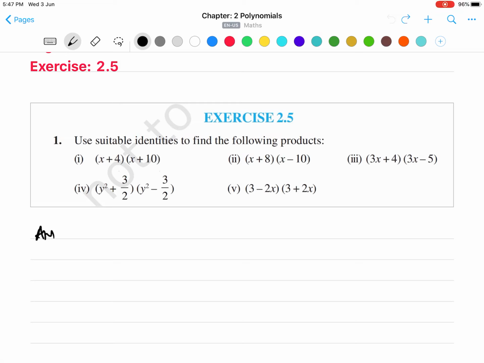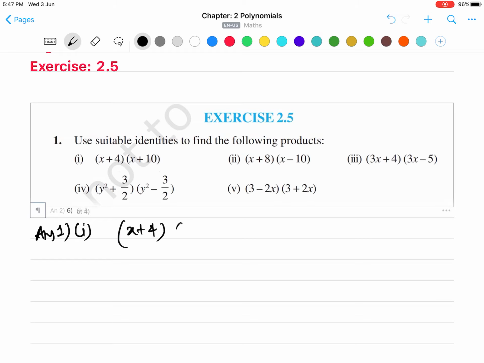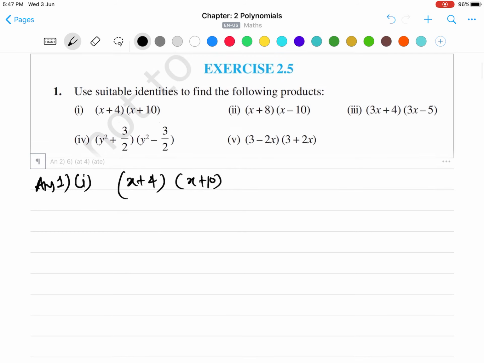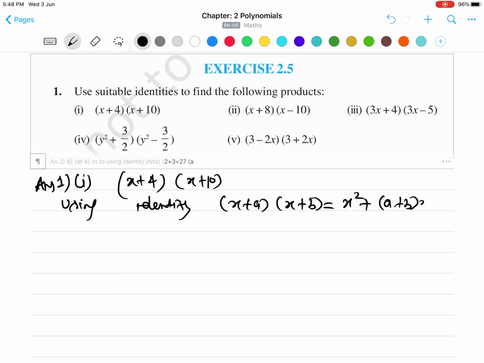Let's write answer number 1. Part 1, we have x plus 4 into x plus 10. Okay, now after seeing the question, you have to identify which identity can be used here. We can use the identity number 4 here, which is, you have to write using identity x plus a into x plus b, which is given by x square plus a plus b into x plus ab.